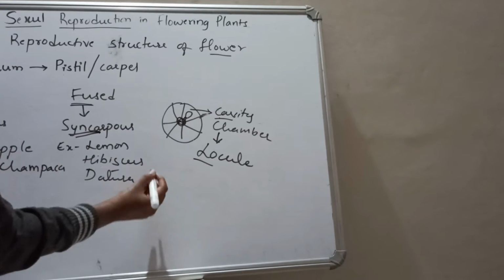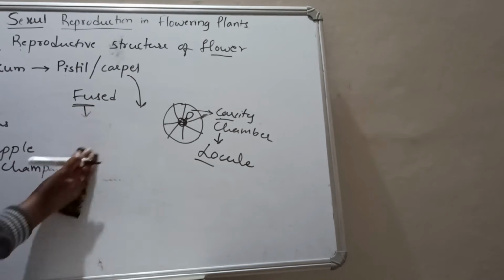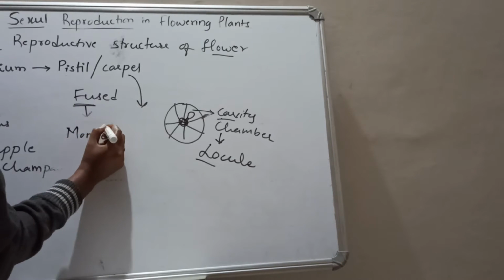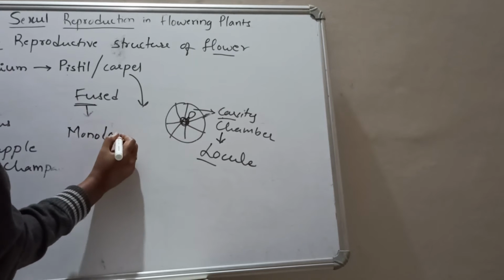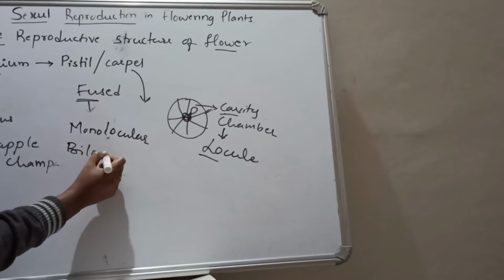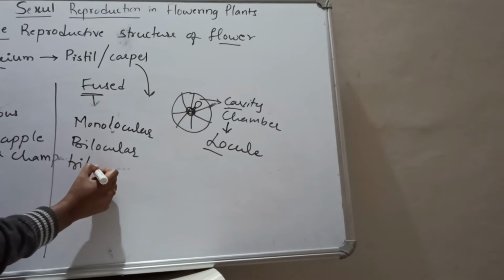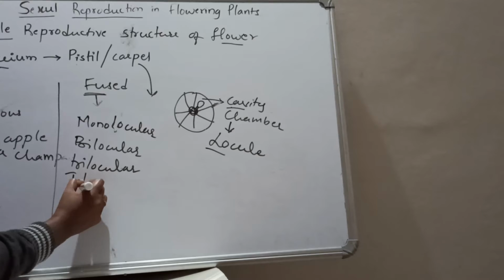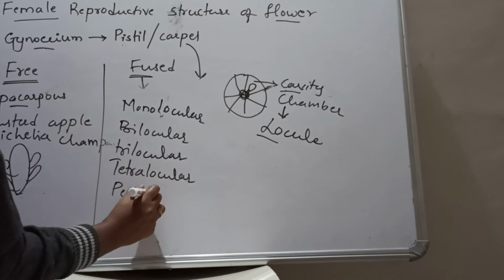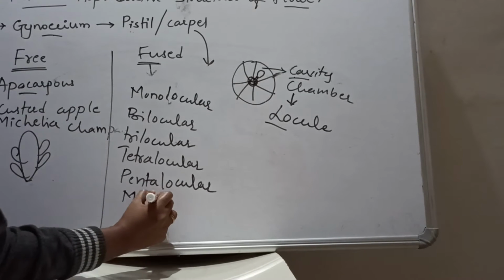On the basis of locules, the carpels can be differentiated into monolocular, bilocular, trilocular, tetralocular, pentalocular or multilocular.